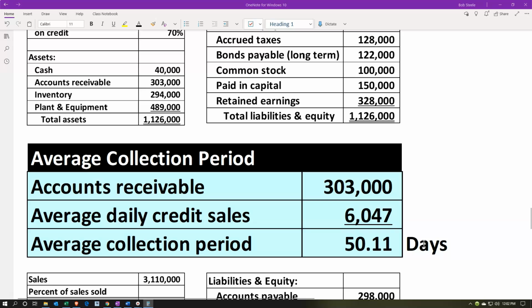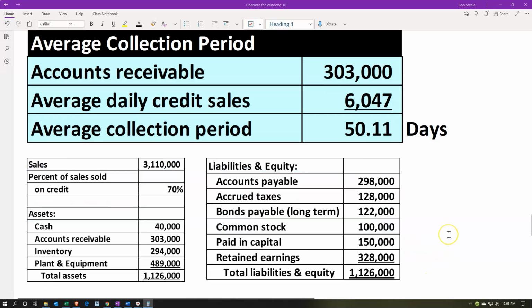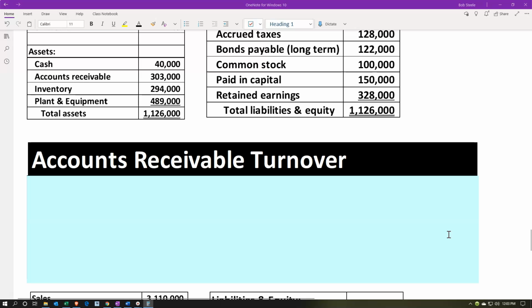Notice this number is a little bit more concrete than you might see with the accounts receivable turnover, in that people can visualize the number of days a little bit easier. Obviously, we want this number to be lower because we want to be collecting faster. We want to be collecting our receivables sooner. That will increase our cash flow, and it'll also make it more likely that we will actually be able to collect on the accounts receivable.